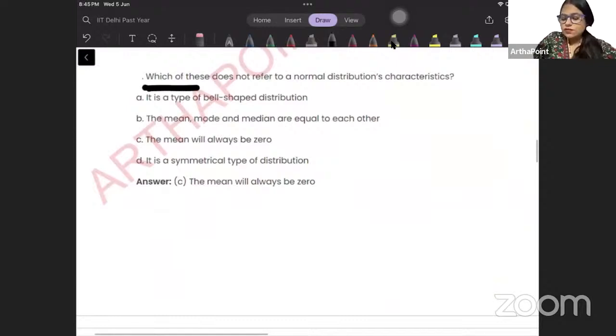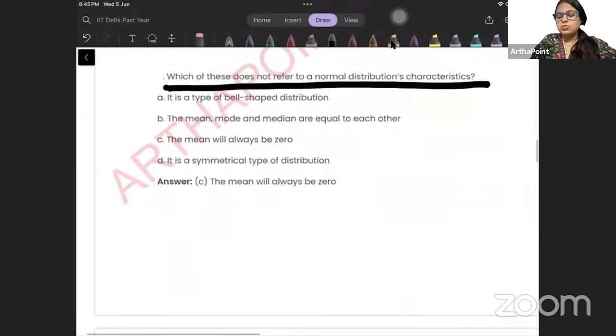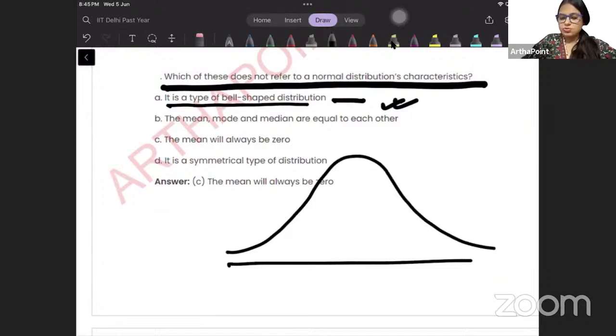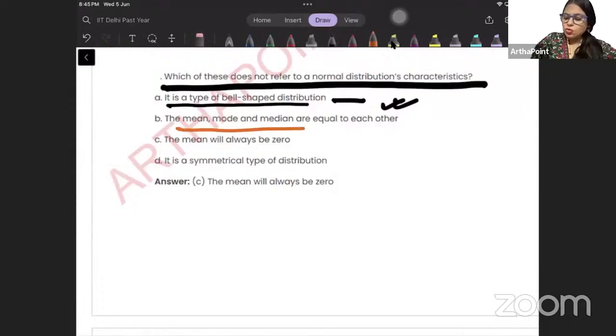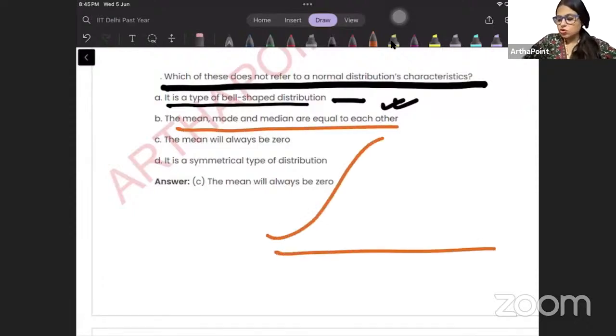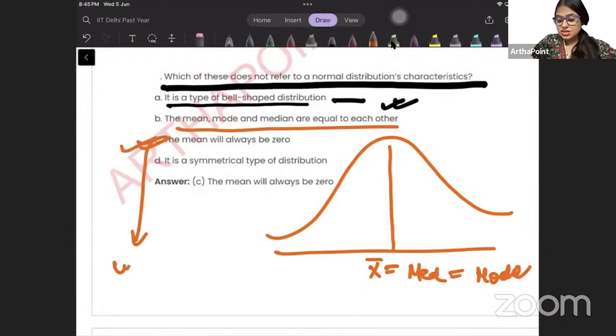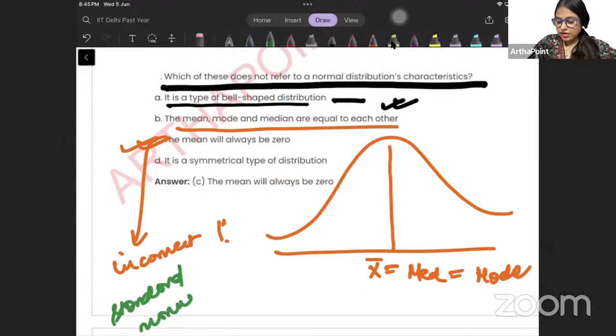It says, which of these does not refer to a normal distribution character? It is a type of bell-shaped distribution. This is correct. It represents a bell-shaped distribution. Look into the next one. The mean, median, mode are equal to each other. This is also correct. It is symmetric around the mean, median, and mode. This is a correct statement. The mean is always 0. This is incorrect. This is true for a standard normal variable.